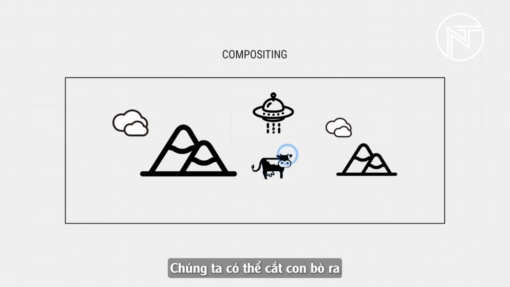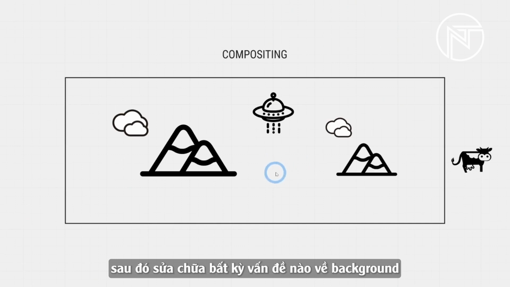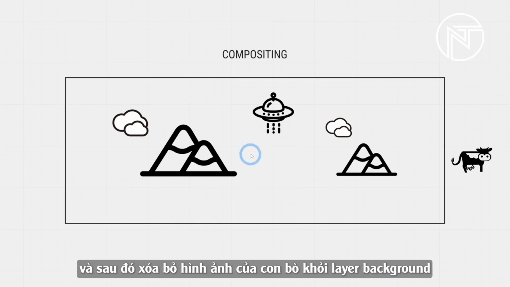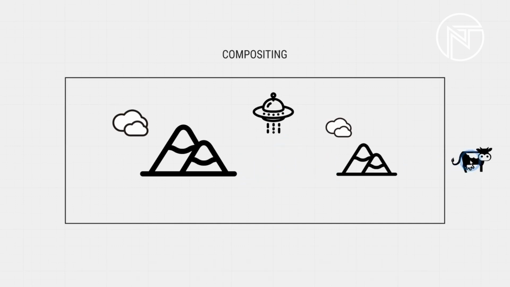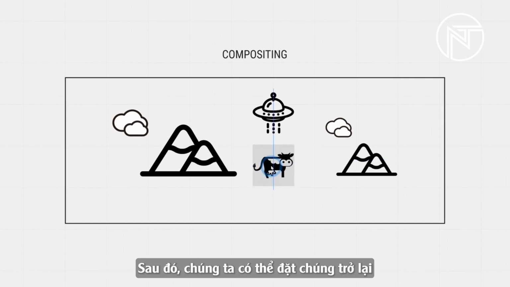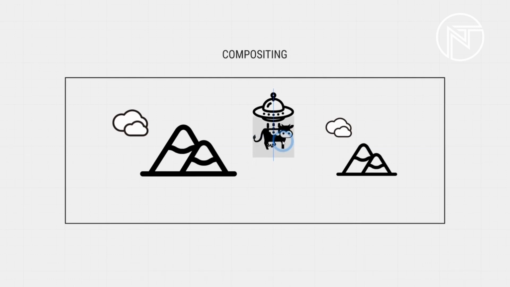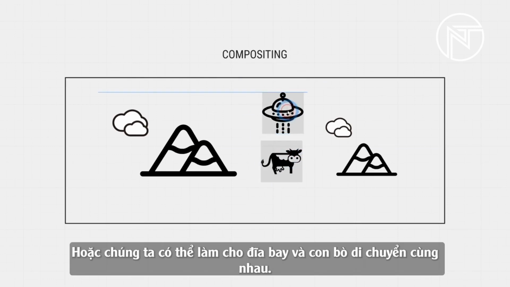Well, we could cut out the cow and make it its own layer, and then patch up any background problems, and then erase the cow from the background layer so that we could move the cow independently of the background. Then we could just put him back and then lift up the cow when the flying saucer arrives. Or we could have the flying saucer and the cow move together.